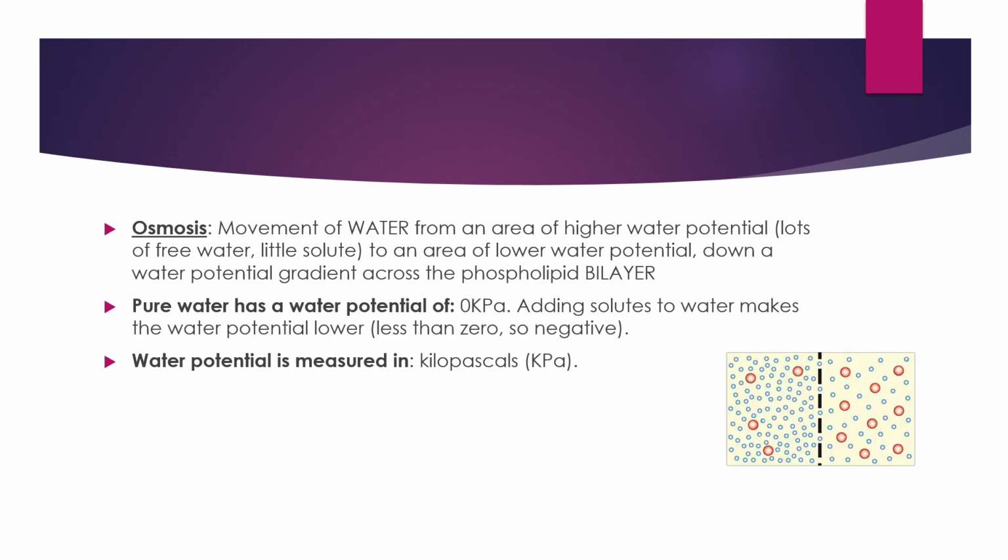Osmosis is the movement of water from an area of high water potential to an area of low water potential, down a water potential gradient across the phospholipid bilayer. Pure water has a water potential of 0 kilopascals. Adding solutes like sugar to water makes the water potential lower, less than 0, so negative. So the more negative, the lower the water potential. Water potential is measured in kilopascals.